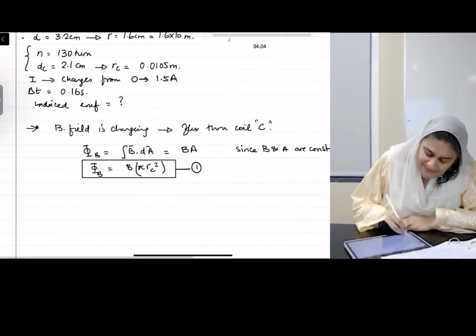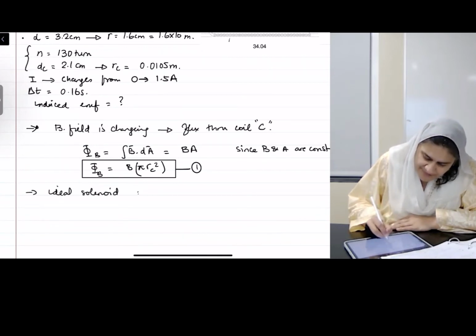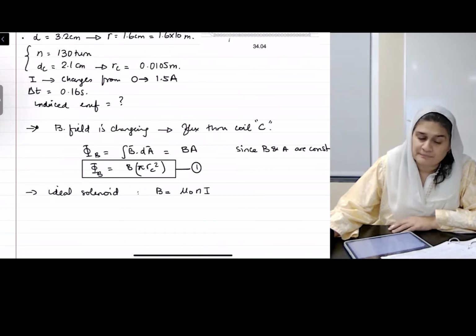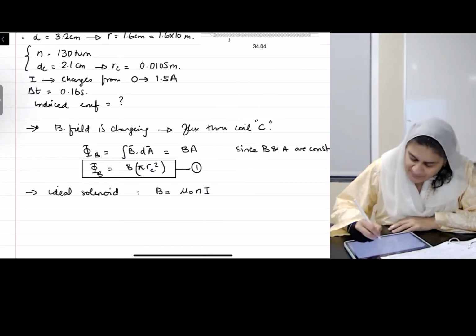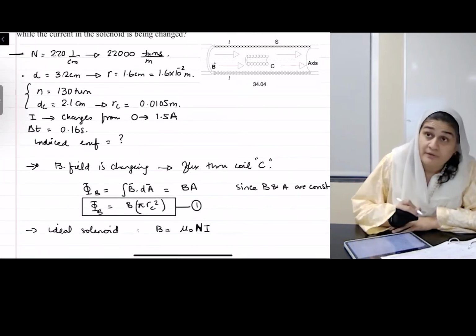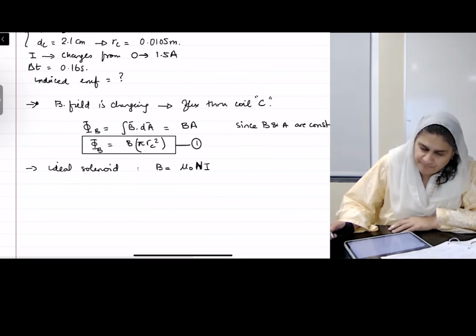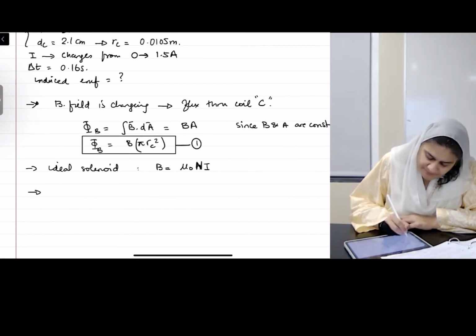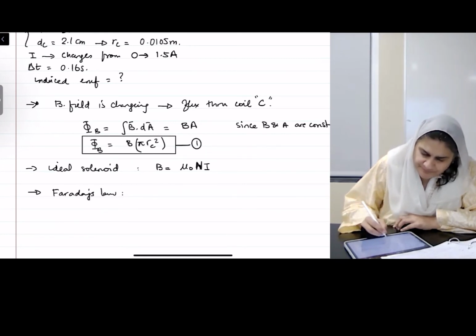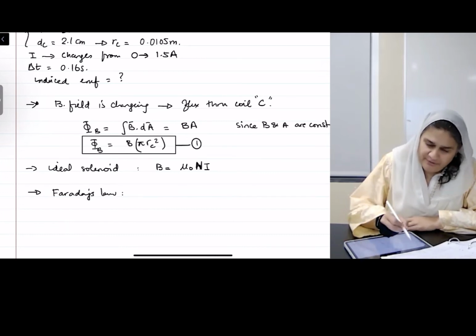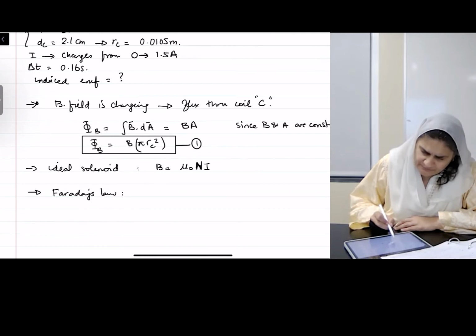Now, for an ideal solenoid, B equals mu naught Ni. But in this case, I will call that N the big N because I defined it as the big N right here. Number 3. What was my Faraday's law? Actually, no, my flux law. I don't even need Faraday's law. I just need my flux law.